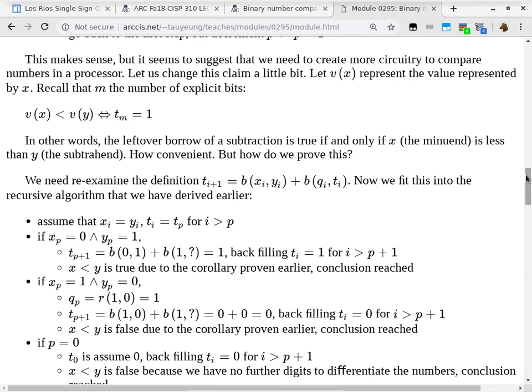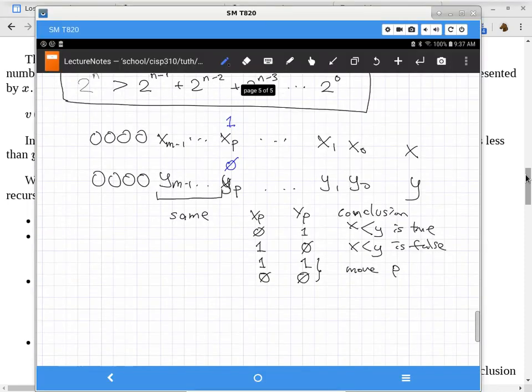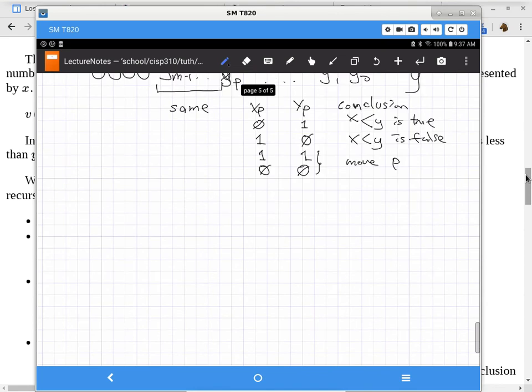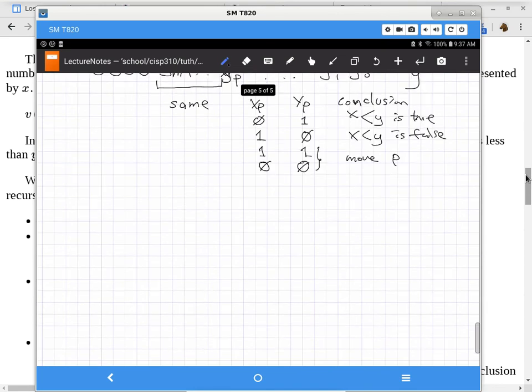So let's move on in the tablet. We'll try a few examples. Let's see, 0, 1, 1 minus 1, 0, 1. 1 minus 1 is a 0. There's an implicit 0 as the first borrow bit.